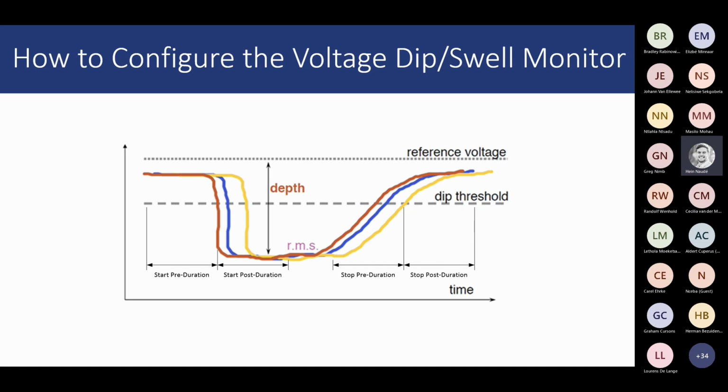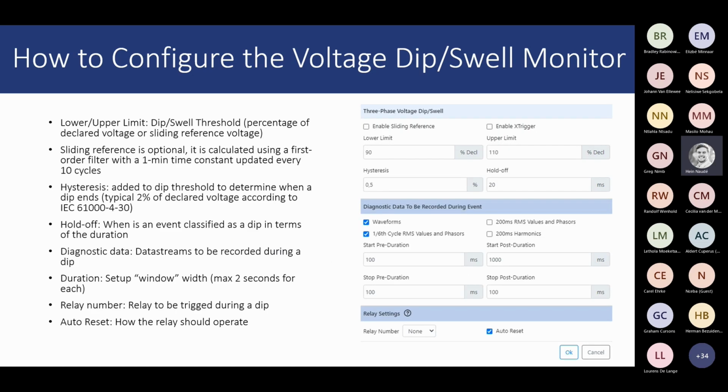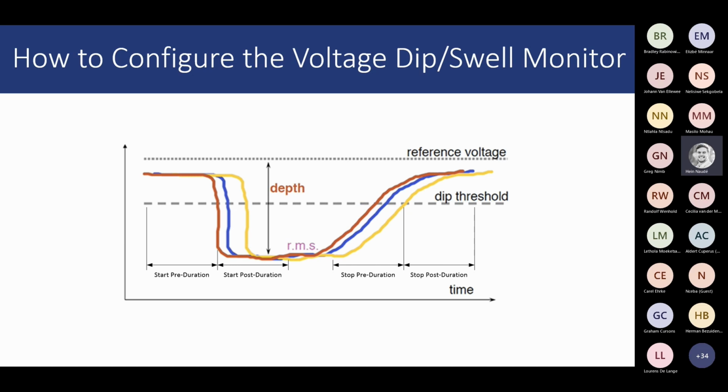Okay, so to explain the different durations, as you can see in the previous presentation, there are 4 durations that you can set up: the start pre-duration, start post-duration, stop pre-duration, and stop post-duration. The start pre-duration is the period before the event started. Going back to the previous image, this is when the event was triggered, the moment when the first phase dropped below the dip threshold. The start pre-duration is the period before that for which you also want to save the diagnostic data, that is the waveform data, RMS, harmonics, and so on.